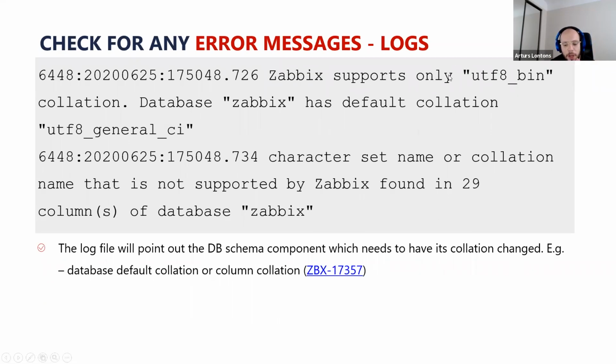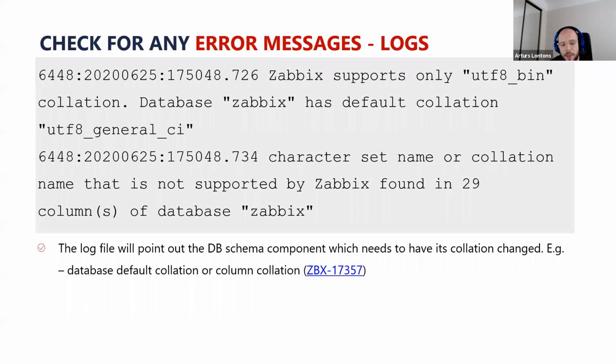Nowadays, also, if you have a wrong character set or collation in 5.0, and it's also backported, by the way, to 4.0, so if you have a recent version of 4.0, you'll also be seeing this. You could see a message that, hey, Zabbix supports only UTF-8 bin collation. Database Zabbix has default collation of something else. This means that either your database or maybe some specific table columns have wrong collation or wrong character set.